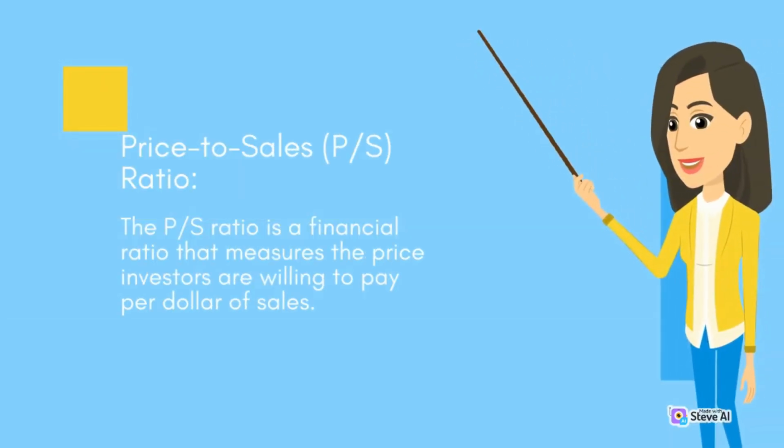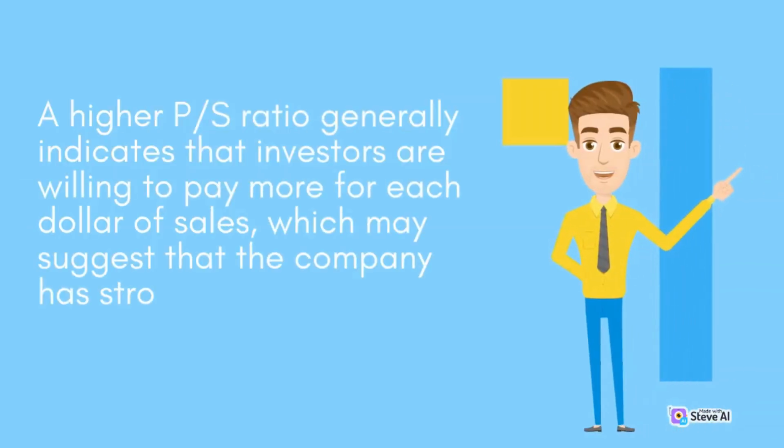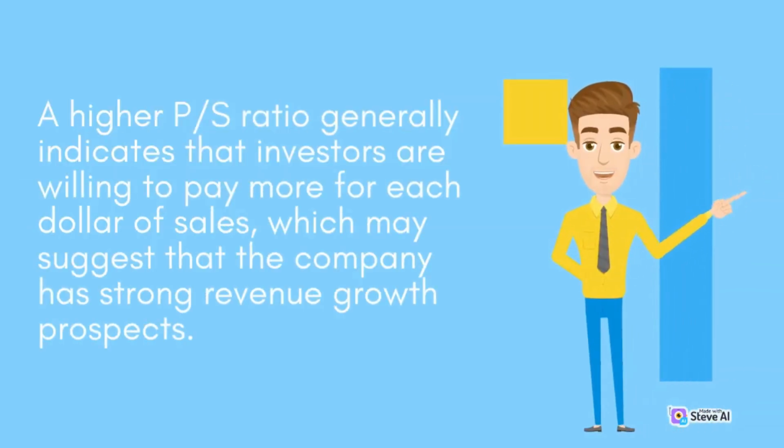Price-to-sales (PS) ratio. The PS ratio is a financial ratio that measures the price investors are willing to pay per dollar of sales. The PS ratio is calculated by dividing the current market price per share by the revenue per share. A higher PS ratio generally indicates that investors are willing to pay more for each dollar of sales, which may suggest that the company has strong revenue growth prospects.